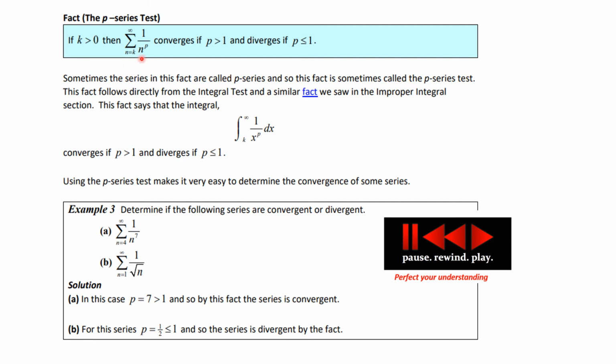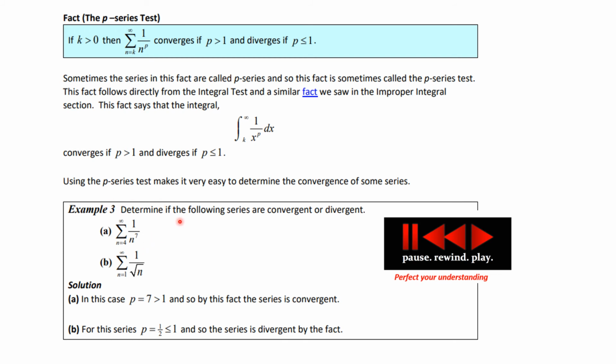improper integrals. And so here, if k is greater than 0, then the sum from n equal k to infinity, again, it's all about the tail, of 1 over n raised to the p power, converges if p is greater than 1 and diverges if p is less than or equal to 1. A very powerful result. And in fact, we can use that powerful result to quickly determine things.